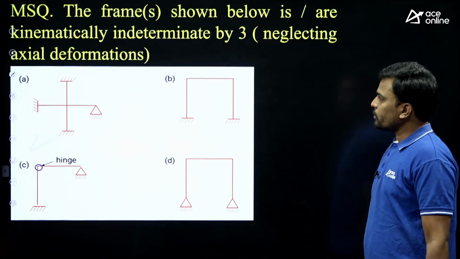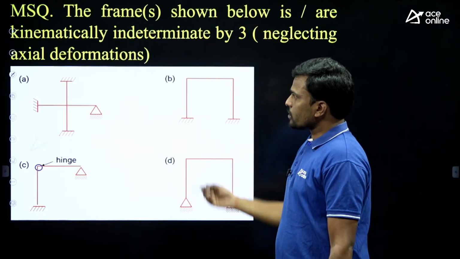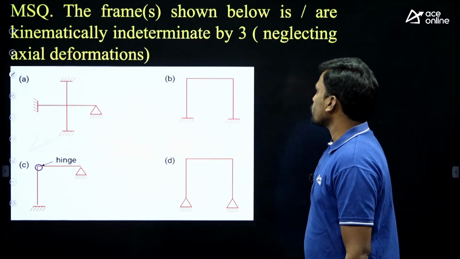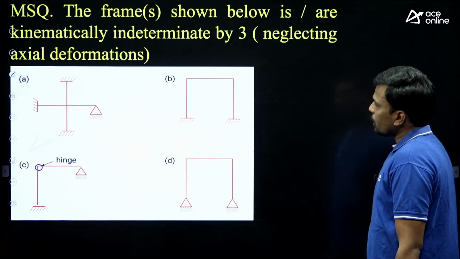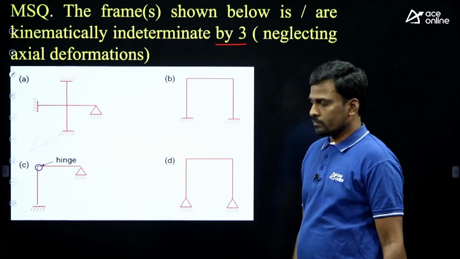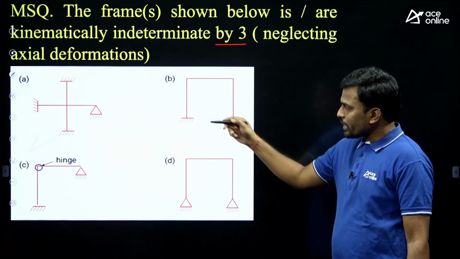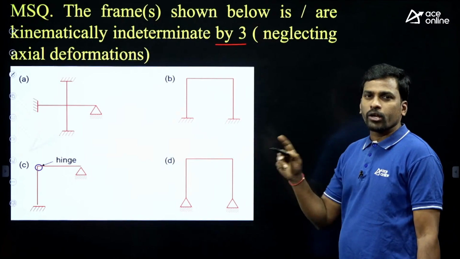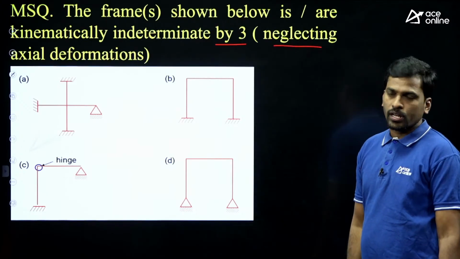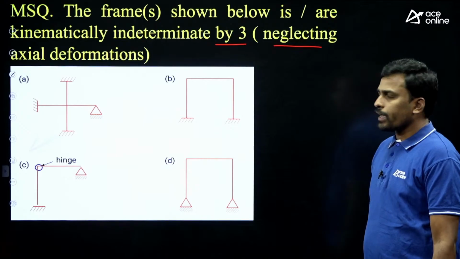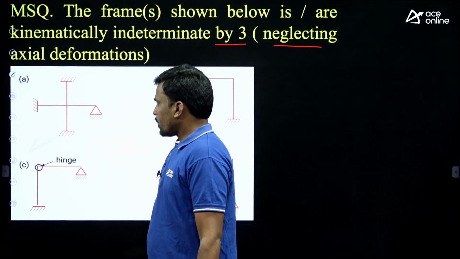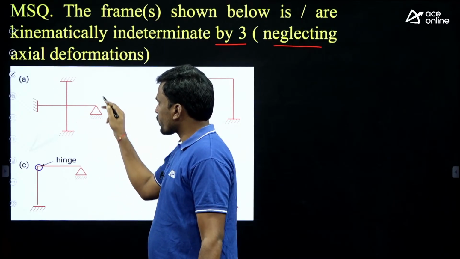Now this is the next question. This is also a multi-select question. The frame shown below is kinematically indeterminate by 3. Asking which diagram has Dk value equal to 3, after neglecting axial deformation. Can you find the Dk for these 4 diagrams? Is it a sway frame or non-sway frame?